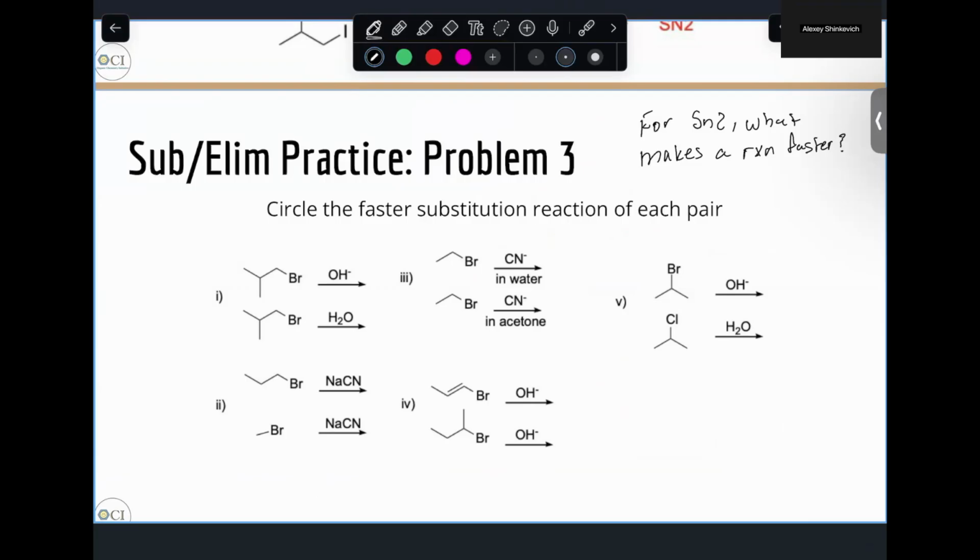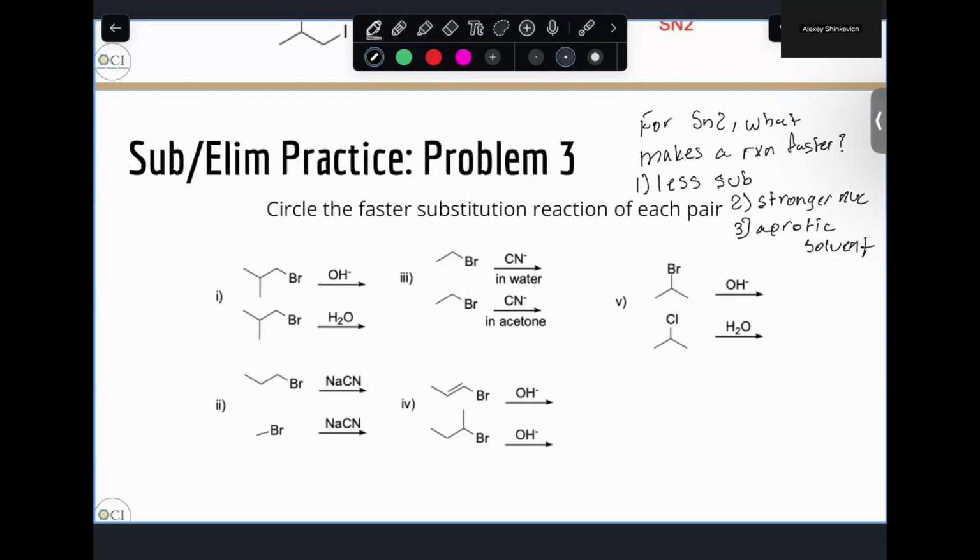Less substituted, that's one of them, yes. So more stable carbocation, that's actually for SN1. What did you say? Yeah, stronger nucleophile. And there's one more. Yes. Good job, y'all. All right, try these ones.